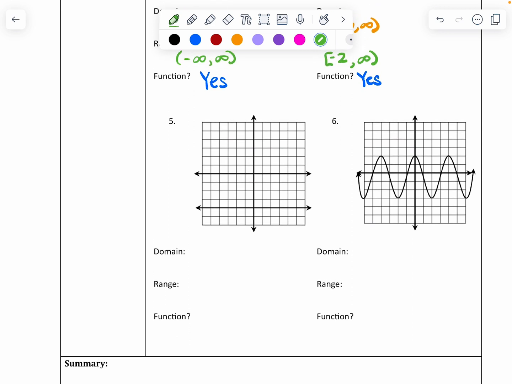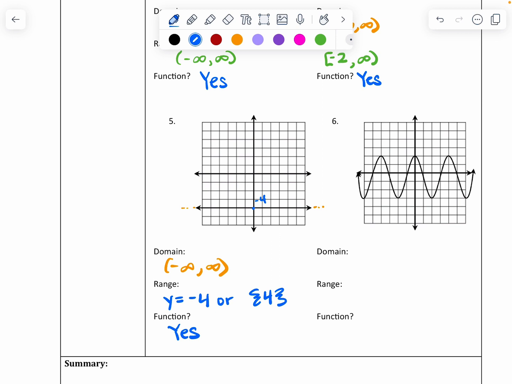Okay, number 5. Yes, this is a function. It passes the vertical line test. My domain will go left and right forever. And my range is only one number, -4. So I can write this either as y equals -4 or curly brackets -4.